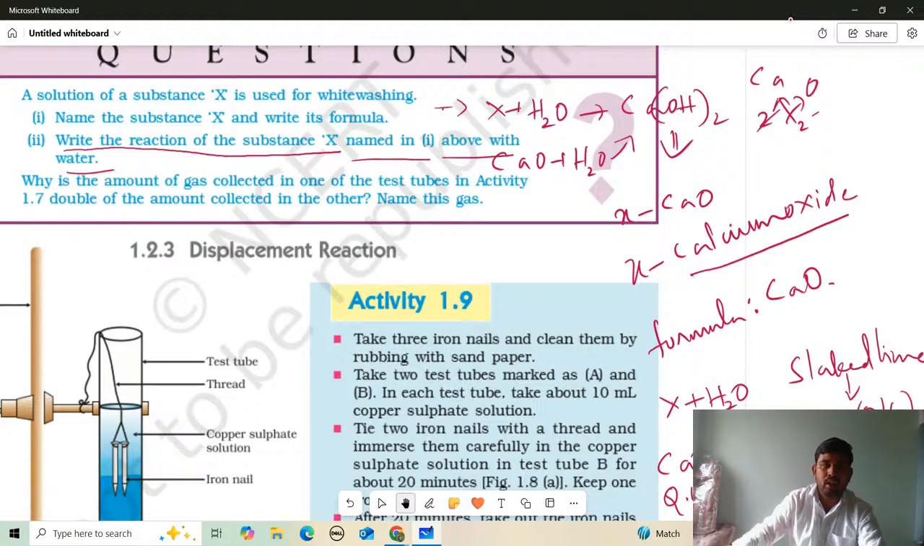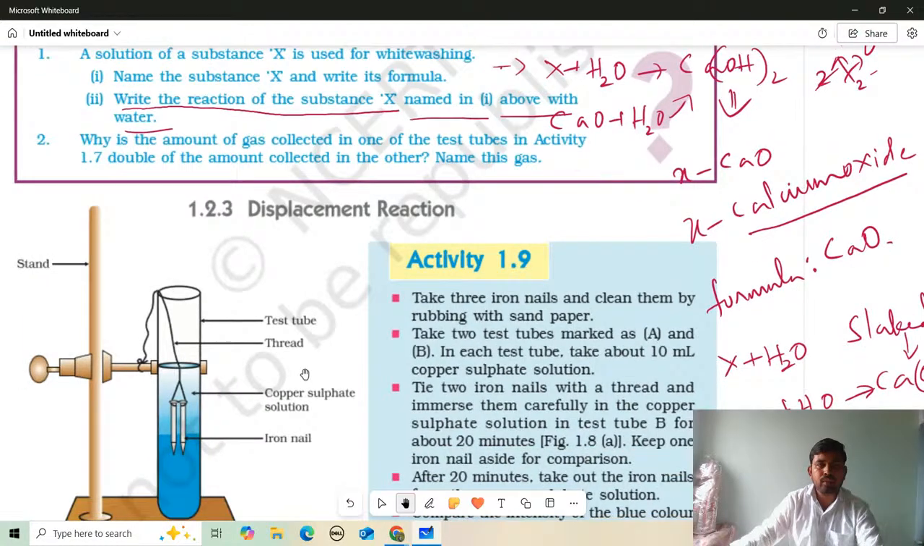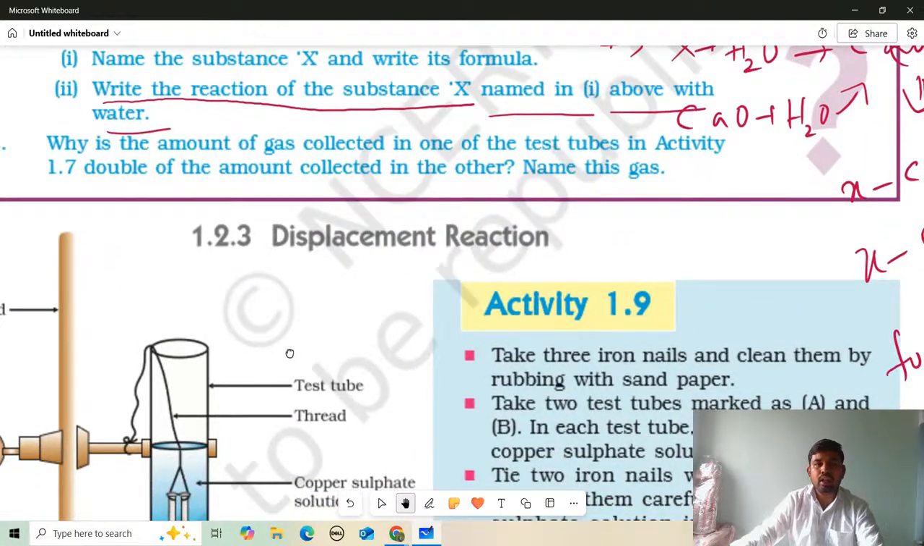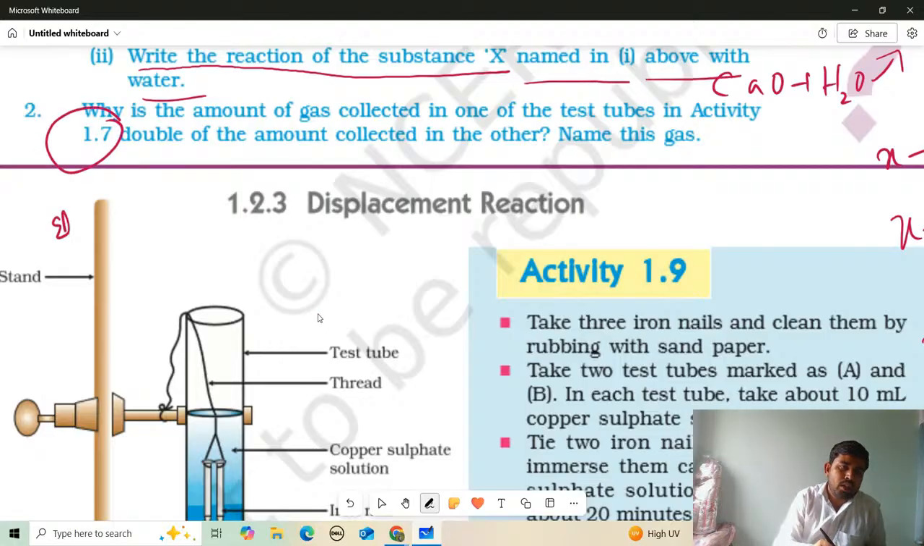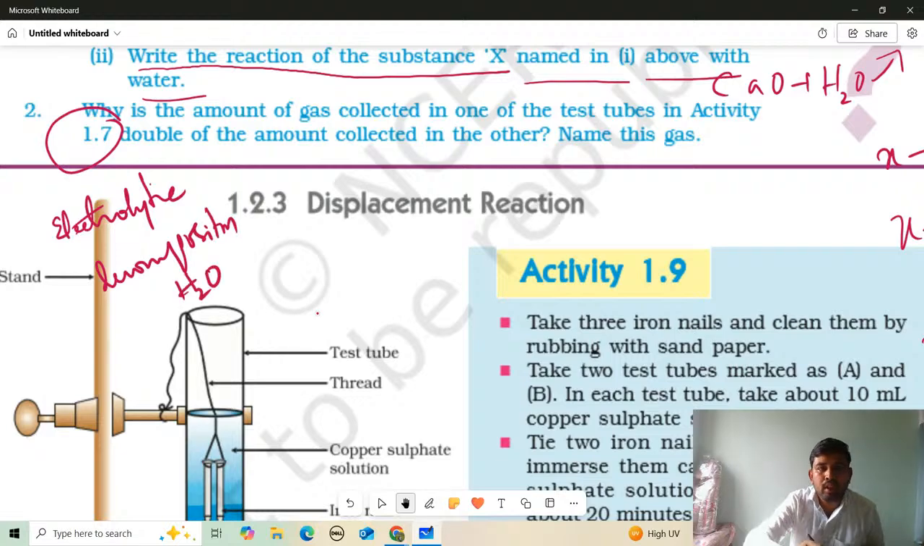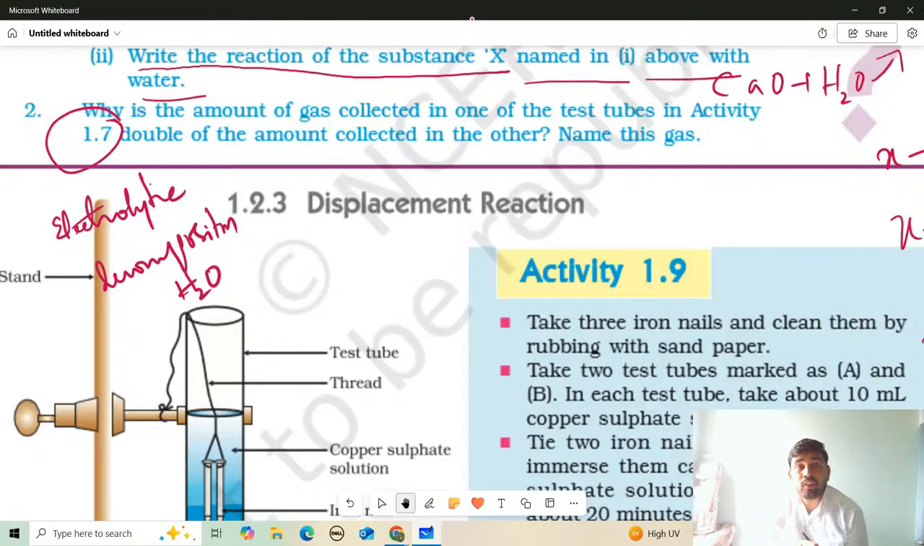Next question. Why is the amount of gas collected in one of the test tubes double in Activity 1.7? Activity 1.7 is nothing but the electrolytic decomposition of water. So name the gas collected in one of the test tubes in the activity, and why is its amount double? They are asking why.